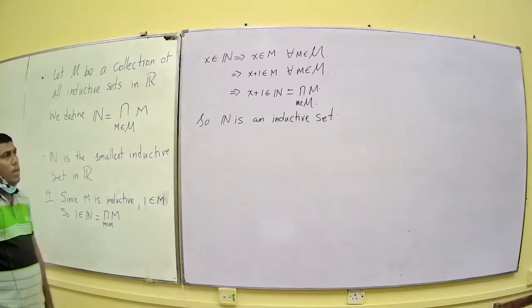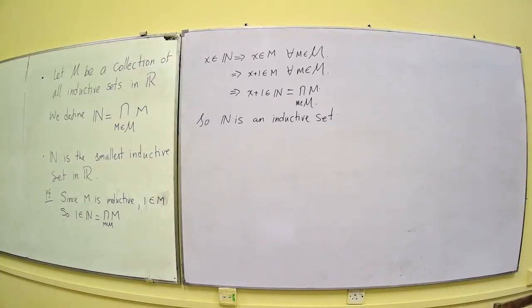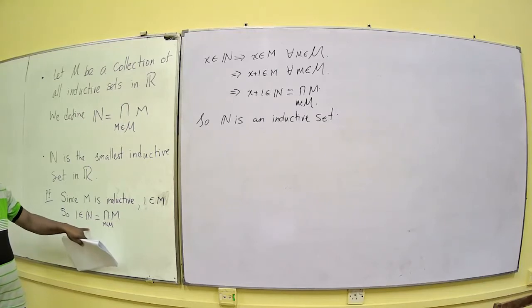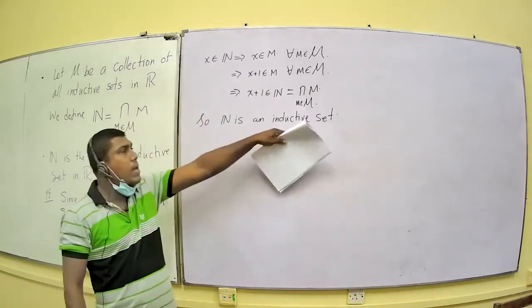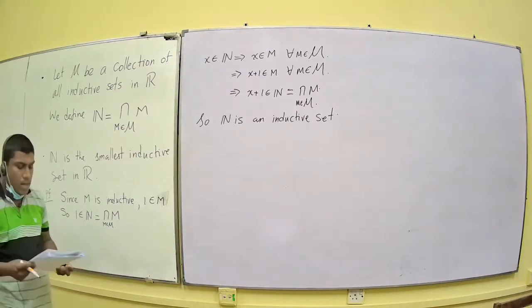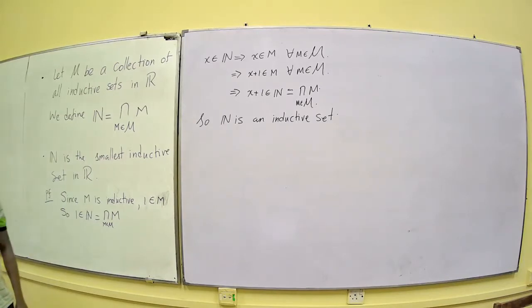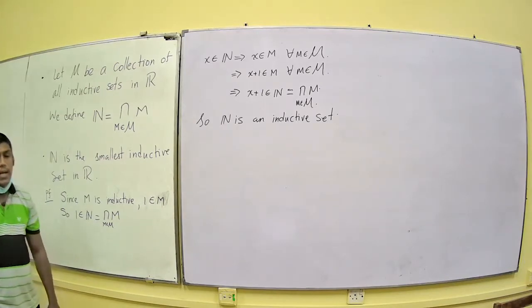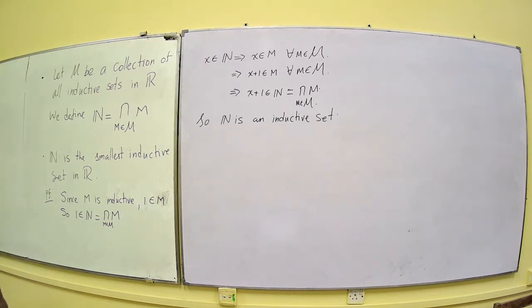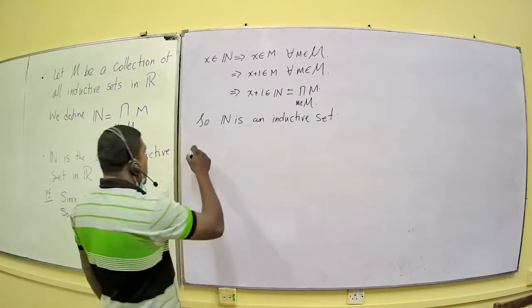So by using basic set theory notation, we proved that 1 belongs to N, and also if X belongs to N, then X plus 1 belongs to N. By proving these two, we prove that N is an inductive set. Next what we have to do is show that N is actually the smallest. So let us take an arbitrary set.